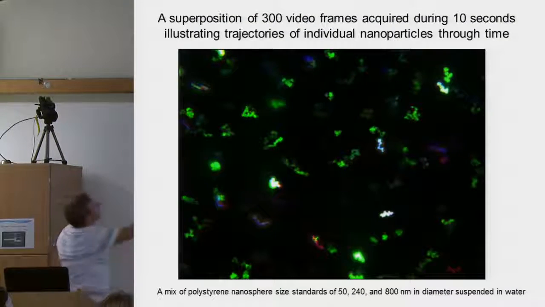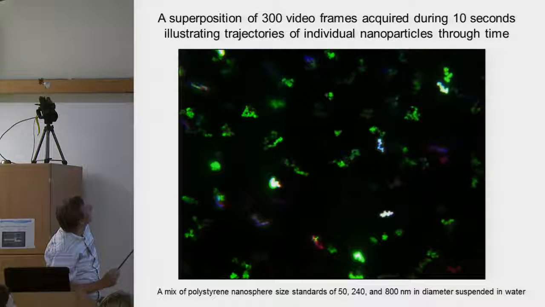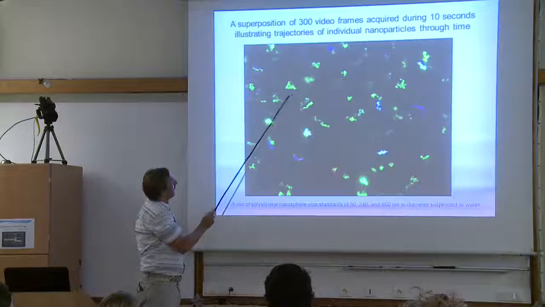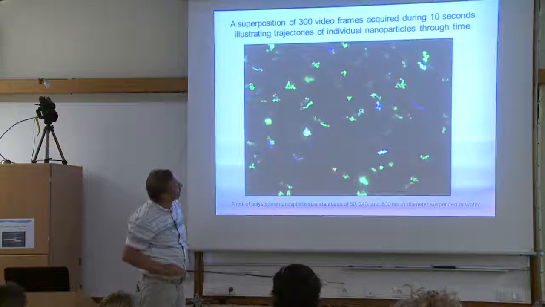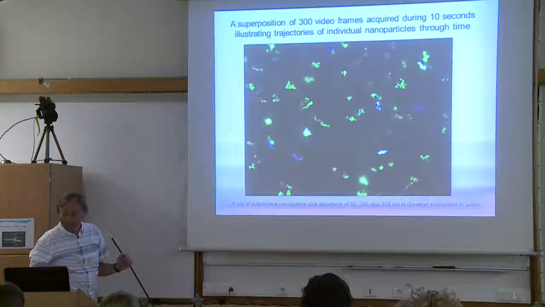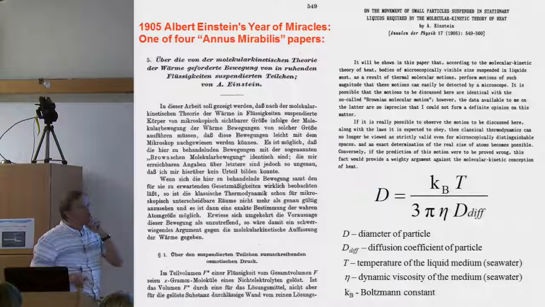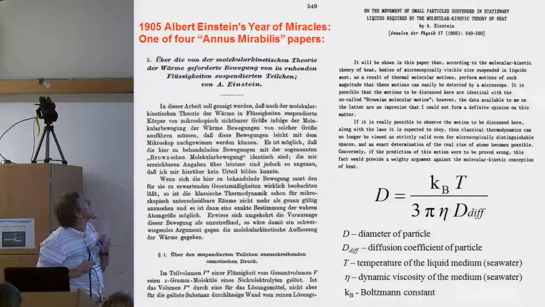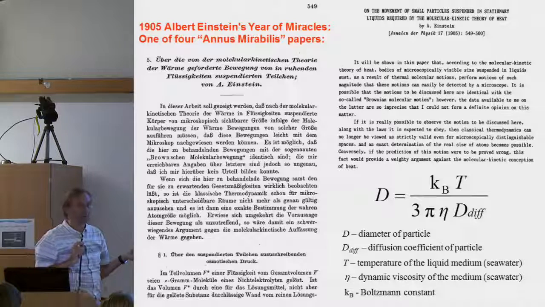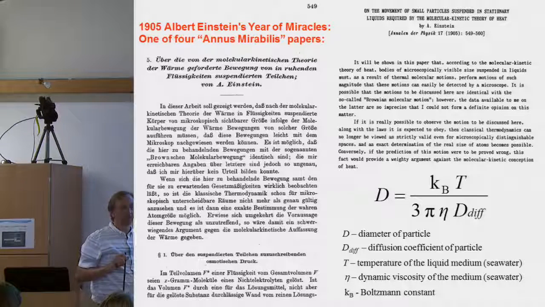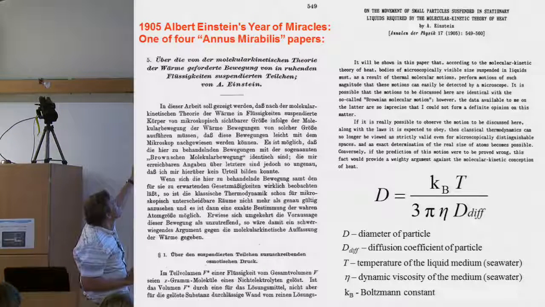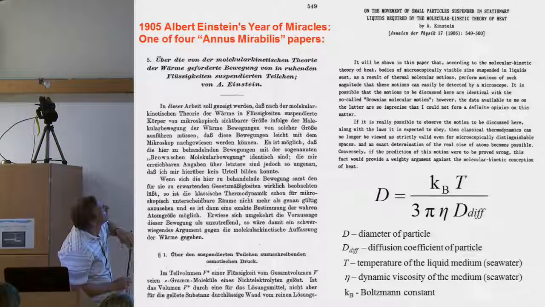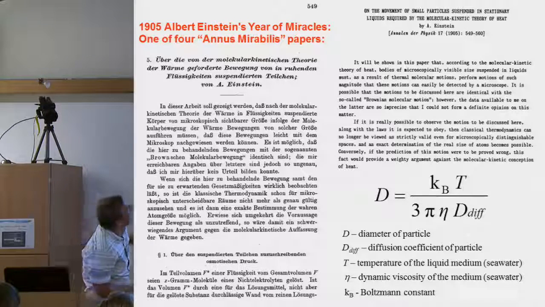And you can see here 300 video frames acquired during 10 seconds. So each of the clusters is one nanoparticle undergoing Brownian motion. So you see the trajectory of the individual particle through time. And I have the privilege to display for the second time something about this miracle year of Albert Einstein. If you remember, I brought it up when I talked about the photoelectric effect. This was the first of his papers in 1905. The second of his 4 papers was actually on the movement of small particles suspended in stationary liquids required by the molecular kinetic theory of heat.